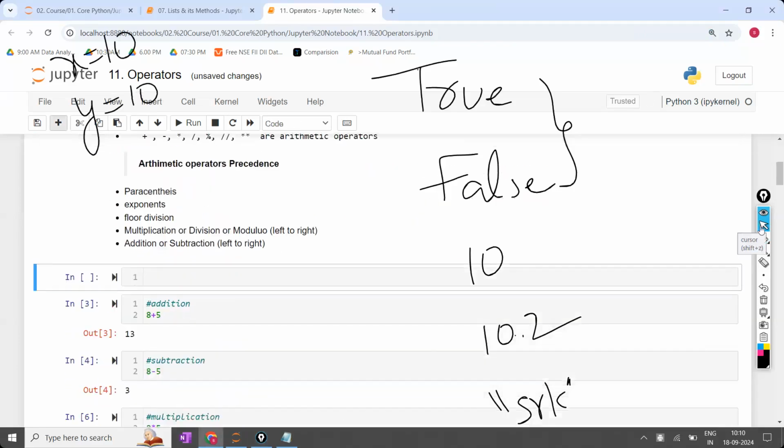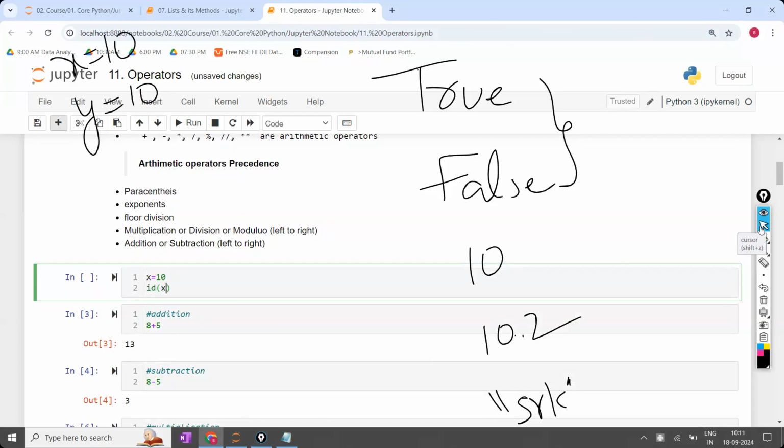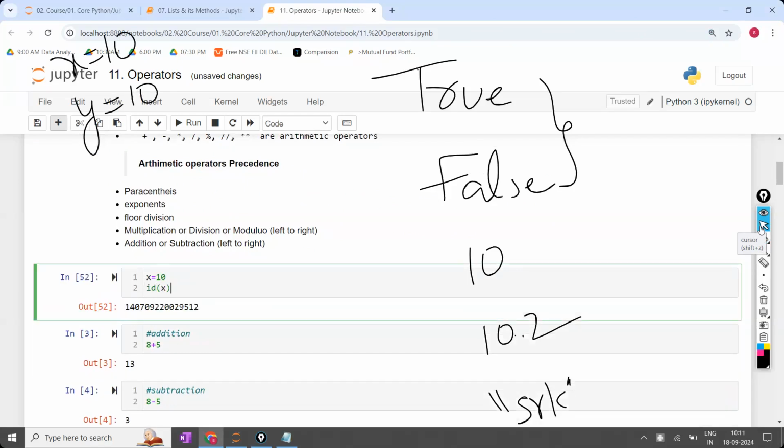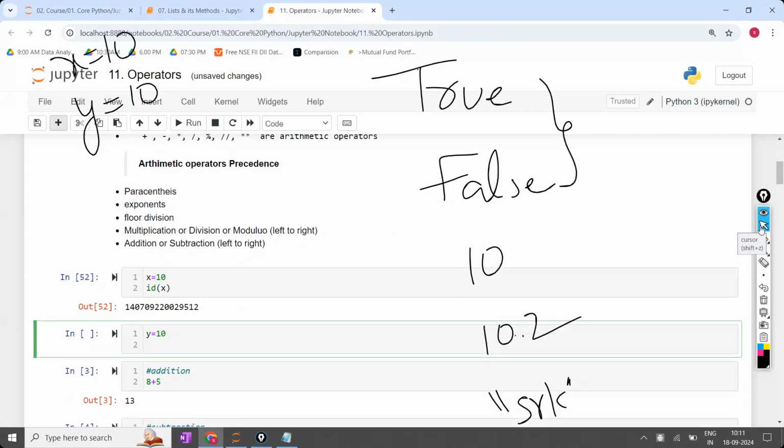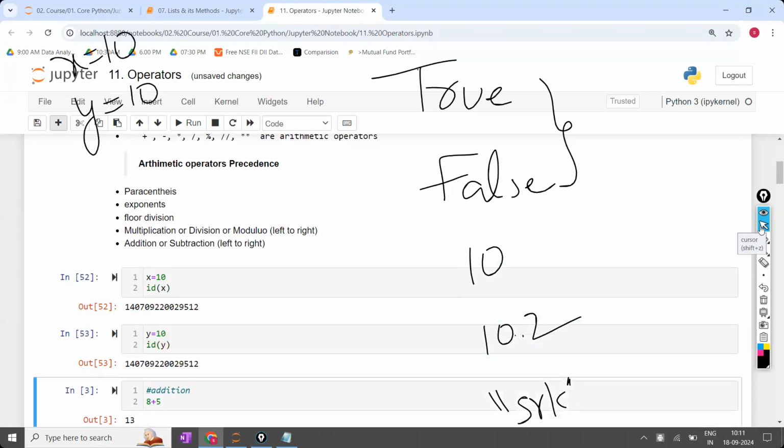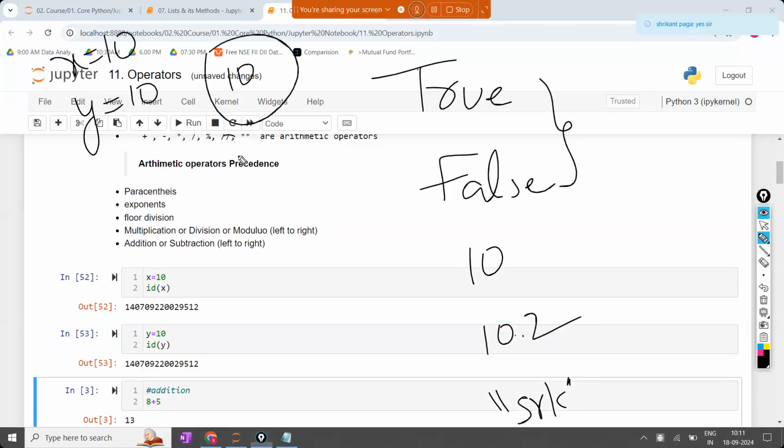Just 1 minute. I'm writing here x is equal to 10 and I'm asking the ID of x. After that, I'm writing y is equal to 10 and also asking what is the ID of y. Same ID. Can you see? So both of them are indicating the same object. Object is one, but names are two. Like body, one body, multiple names.